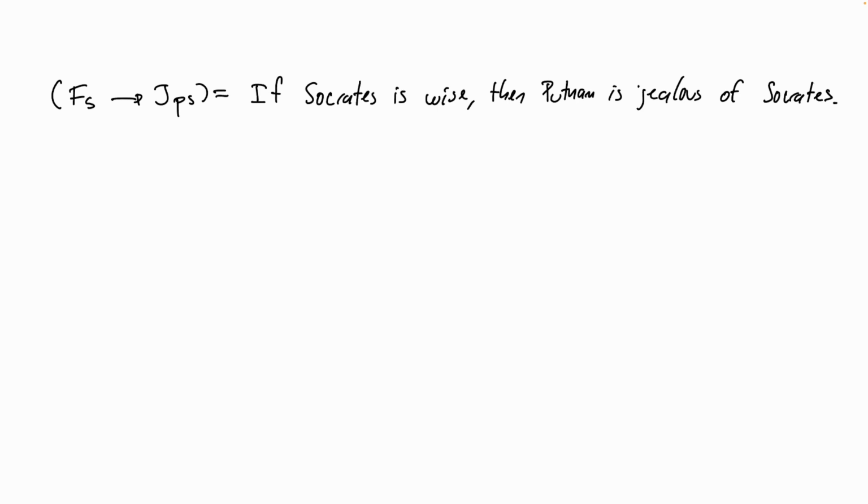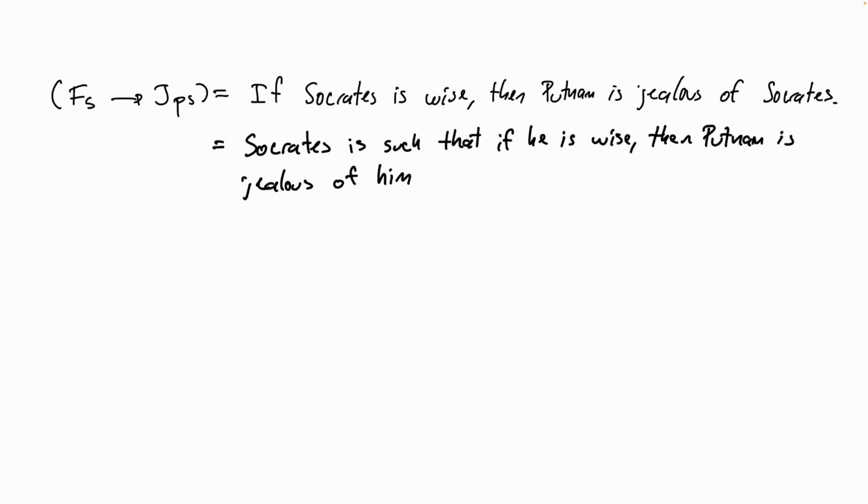However, and this is perhaps the key insight for understanding quantifiers, the claim that if Socrates is wise, then Putnam is jealous of Socrates can indeed be seen as attributing a certain condition to Socrates. It can be seen as saying that Socrates is such that if he is wise, then Putnam is jealous of him. That's the condition, being such that if he is wise, then Putnam is jealous of him, that the formula is saying applies to Socrates.